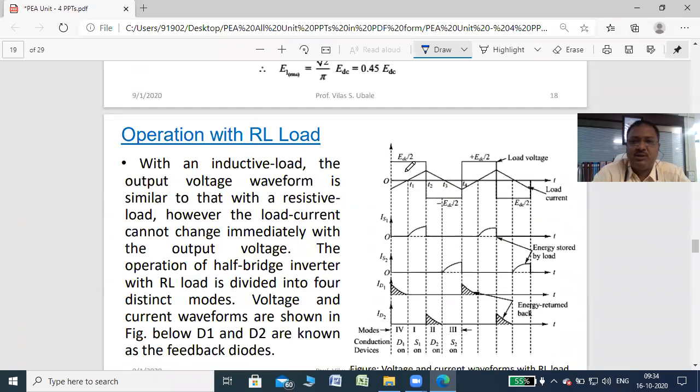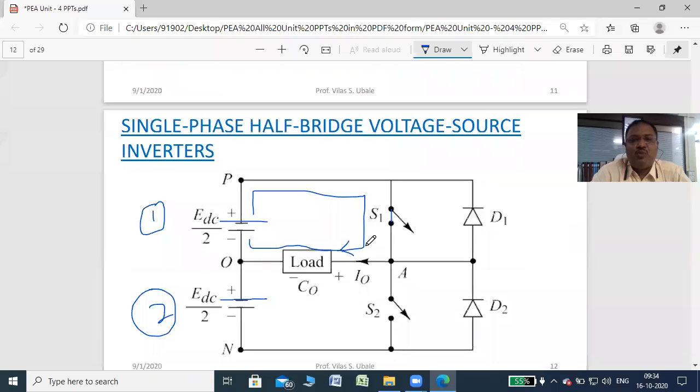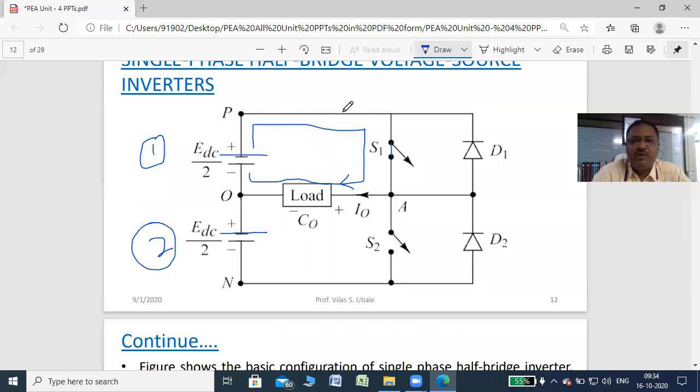We'll start from this T1. At time T1, S1 is on, so your output voltage is positive. What happens when S1 is on? That time this inductive load stores the energy with the polarity given as a plus here. A is positive with respect to O. This is the stored energy polarity. The energy stored by the inductive load has polarity A positive with respect to O. This is the first condition.